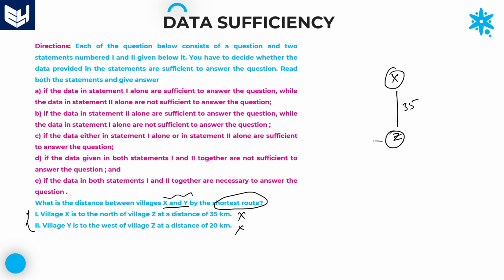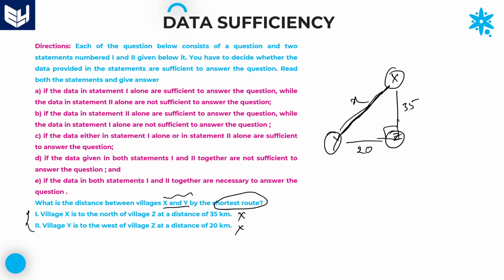Village Y is west of Z. This is 20. This is 20. Now the question he is asking is, what is the shortest distance? We need to find the shortest distance. This is the shortest distance. It is very easy to calculate, but here I don't want to calculate and tell the answer.